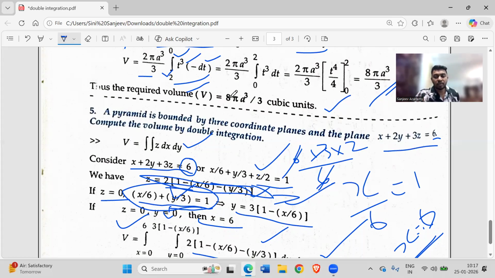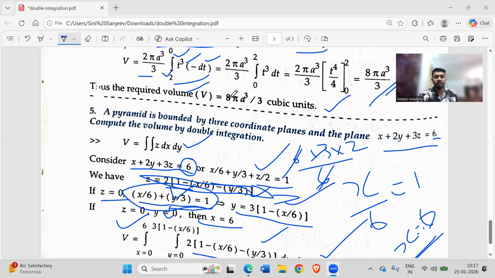So these are the shortcuts which you have to try. I hope you understood everything, all the shortcuts and everything. But the important thing is that we have to practice. You have to practice each and every problem at least 2 to 3 times. Then only will we be confident enough.